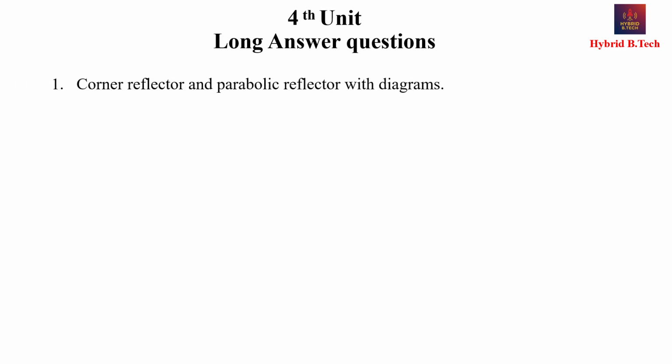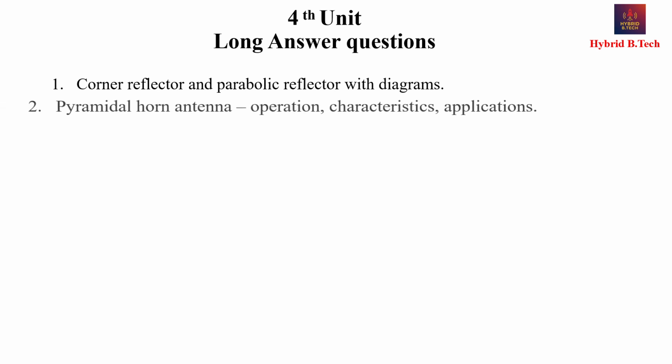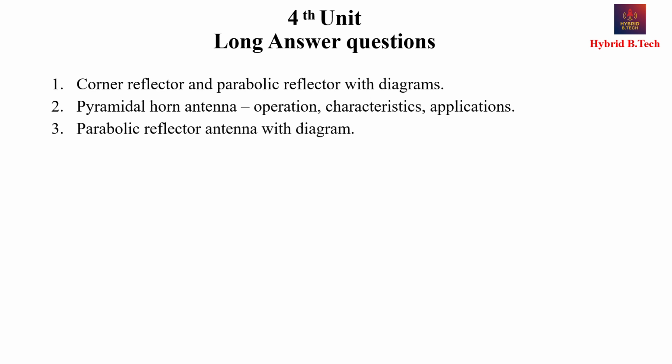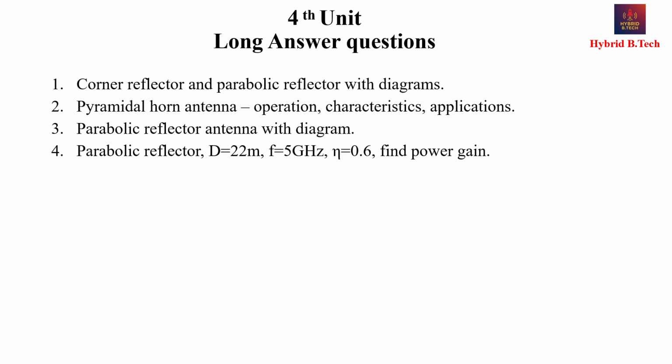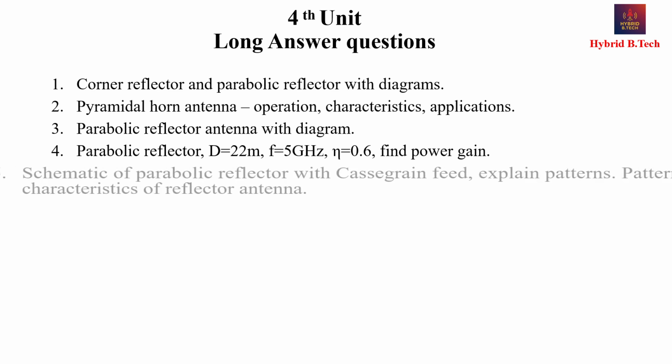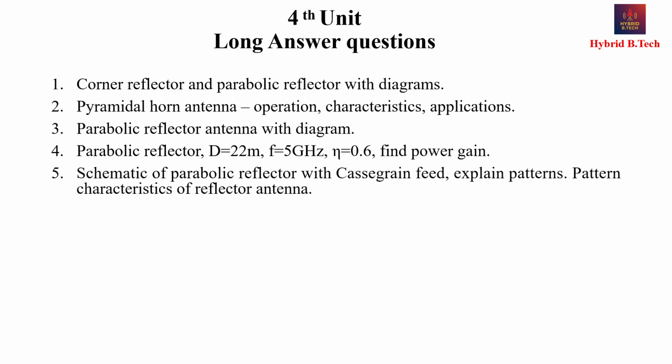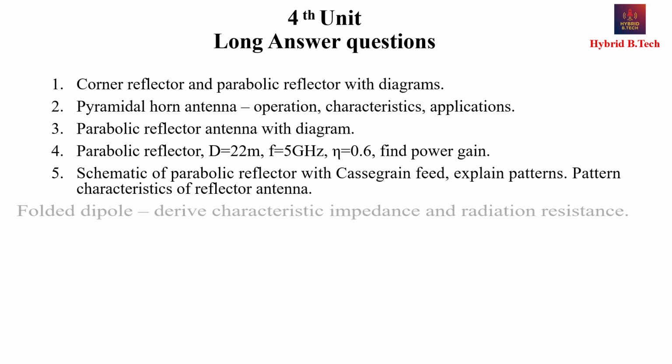Fourth unit, long answer questions. Corner reflector and parabolic reflector with diagrams. Second one, pyramidal horn antenna operation, characteristics, applications. Third one, parabolic reflector antenna with diagram. Parabolic reflector D equal to 22 m, F equal to 5 gigahertz, and eta equal to 0.5. One problem is there. And next, schematic of parabolic reflector with Cassegrain feed, explain pattern characteristics of reflector antenna.